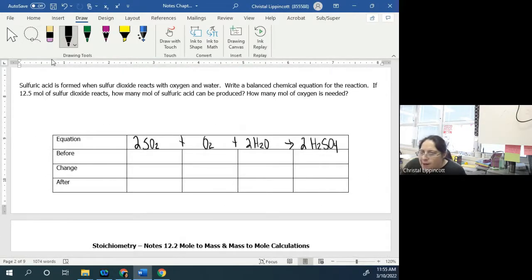We're starting out with 12.5 moles of SO2. They want to know how many moles of this. So we're trying to solve and figure out what is going to go in this box. So see if you can fill out these boxes and get that answer.